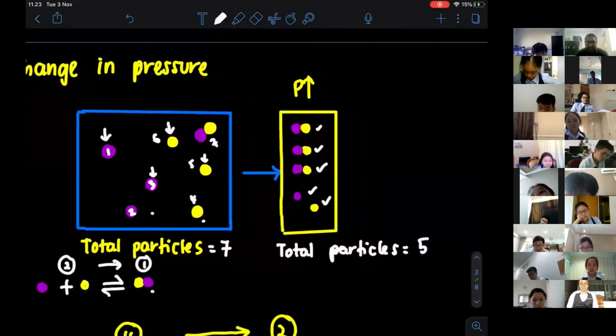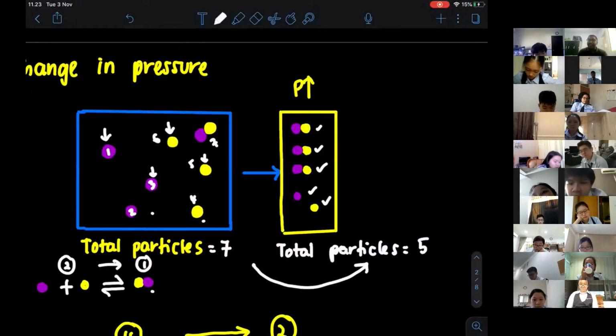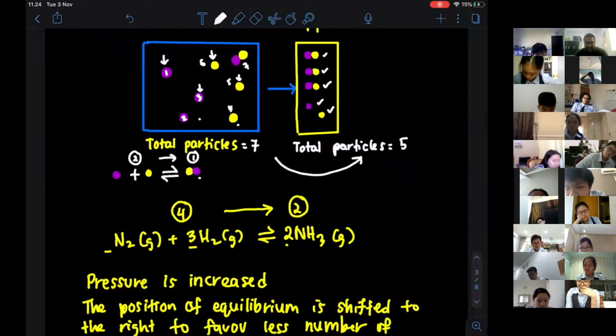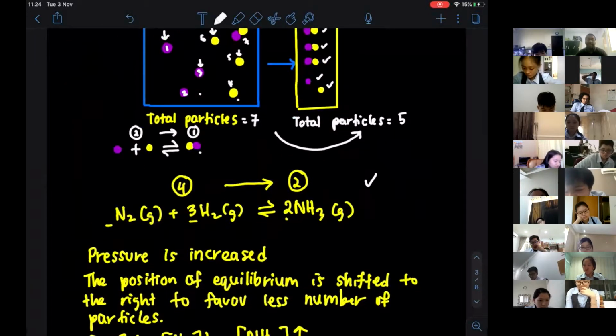And you can see how the position is shifted. When the pressure is increased, you are going to form from 7 to become 5. It means you are trying to reduce the number of molecules so that the pressure exerted by the system becomes lesser. So that is how we apply this situation.